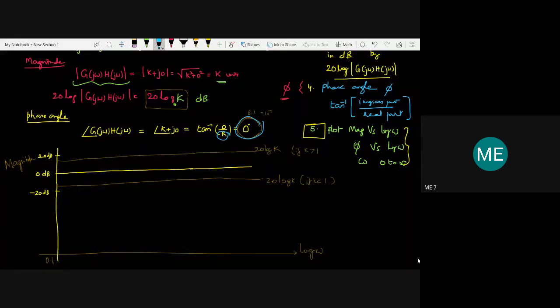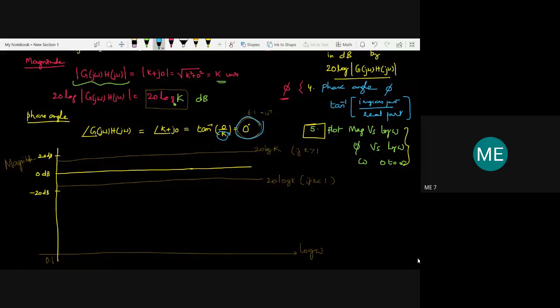If k is greater than 0, then you will get 0 degrees only. If k is negative, the tan inverse will give negative values, that is minus 180 degrees. Because for k less than 0, it will be minus 180 degrees. So the negative part is taken into consideration in the inverse trigonometry.